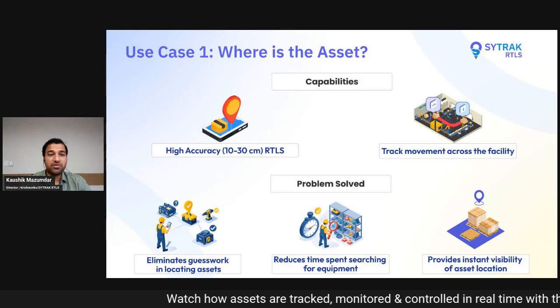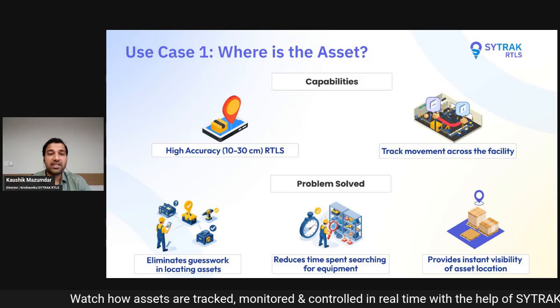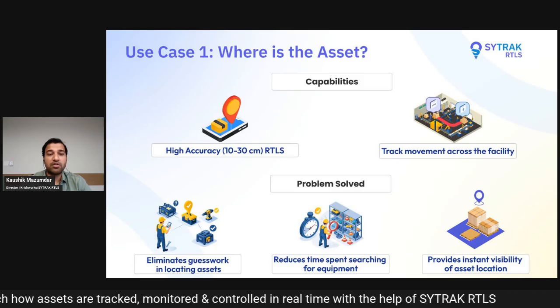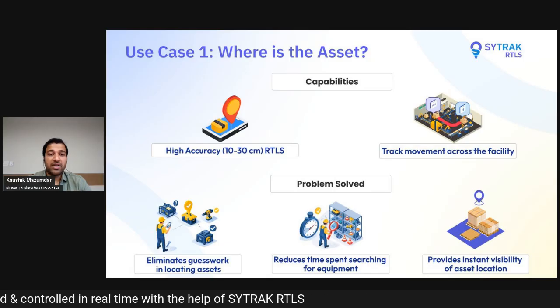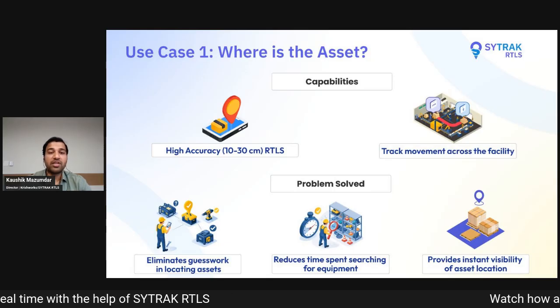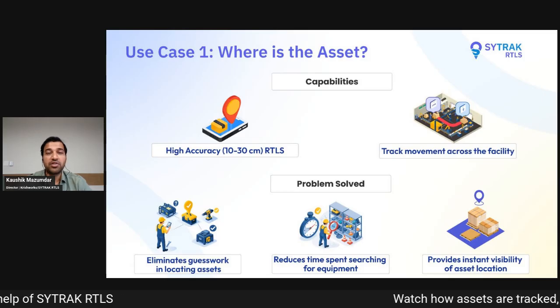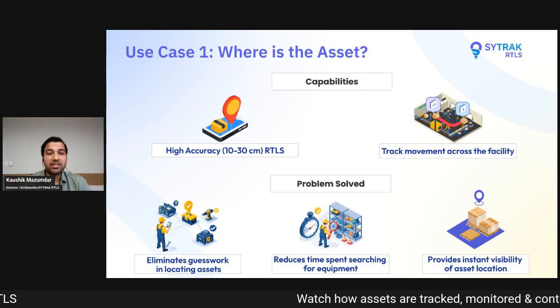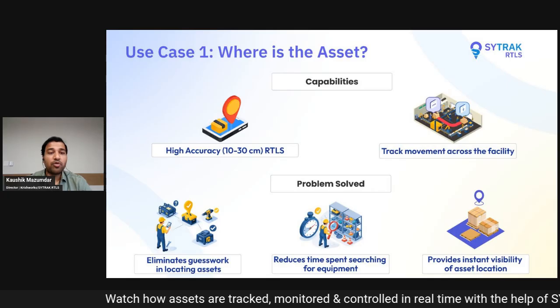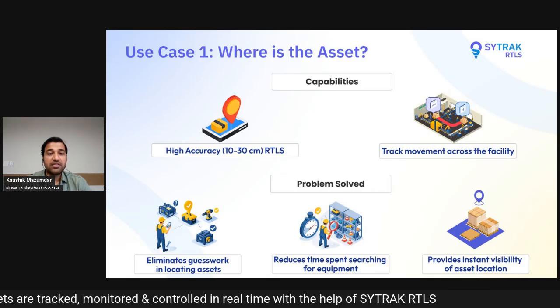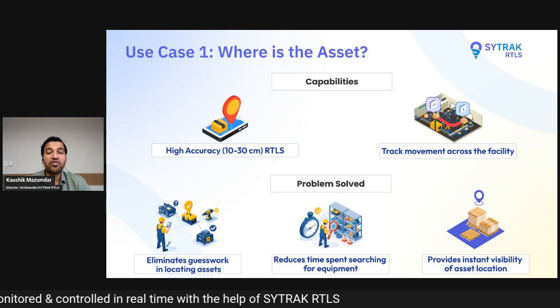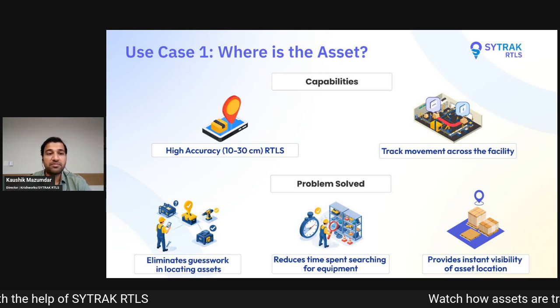Let's look at the first use case, which is where the asset is. The capability includes live location and traceability or trackability. So we can see where the asset has moved across the facility, even historically, like in the last 30 days. The problems it solves are that it eliminates guesswork in locating assets, reduces time spent searching for equipment, and provides instant visibility on asset location.